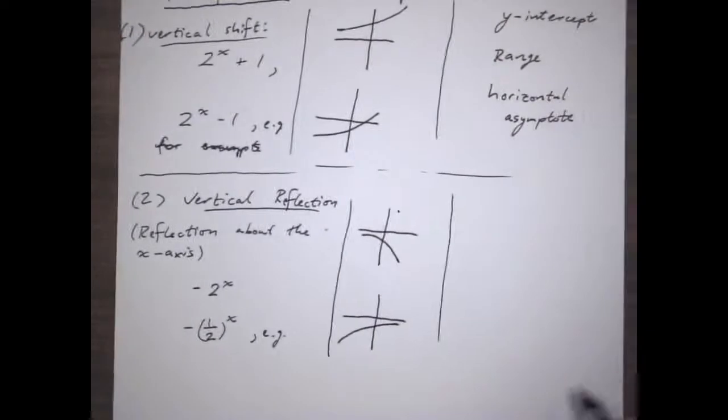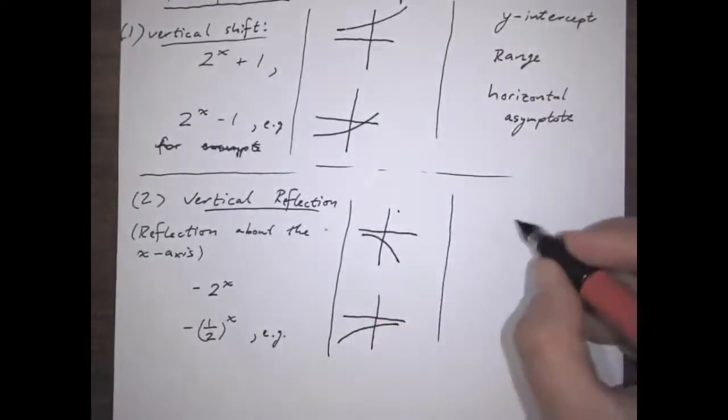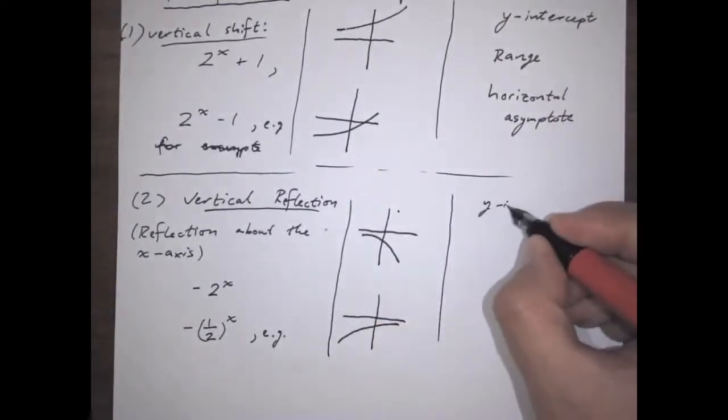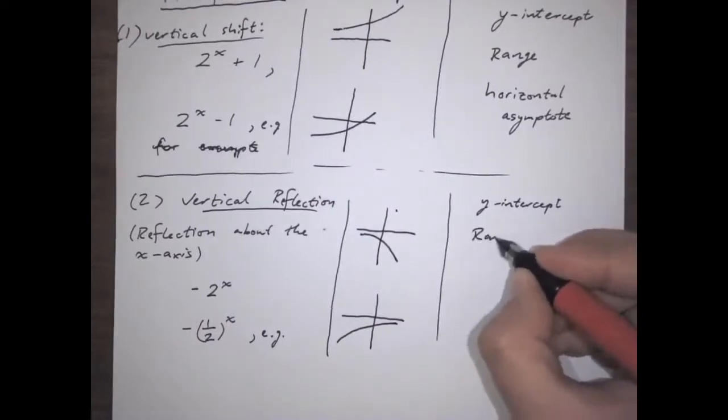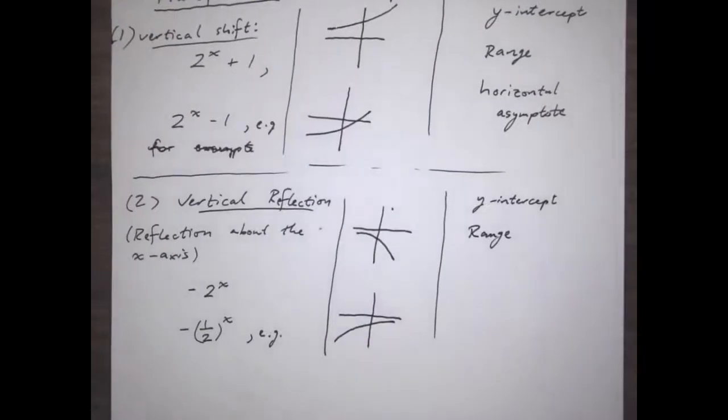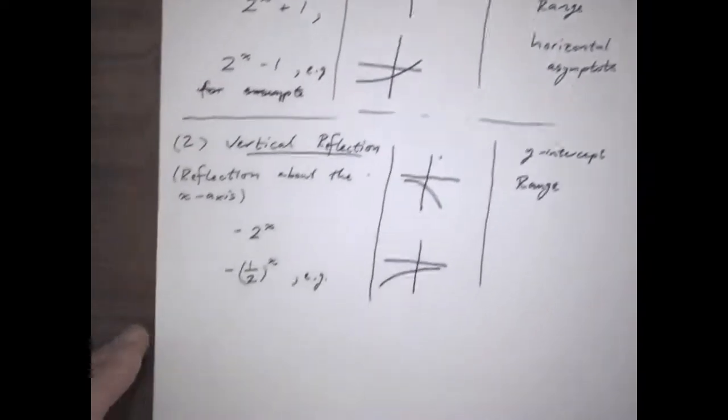And then what changes here? Well, we can see that also the y-intercept and the range will change. However, the horizontal asymptote will stay the same.